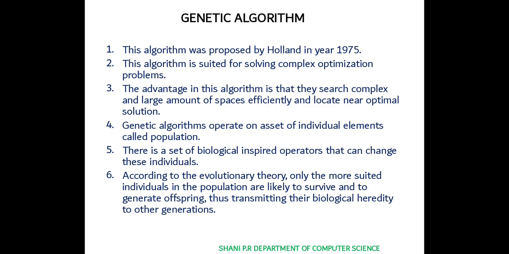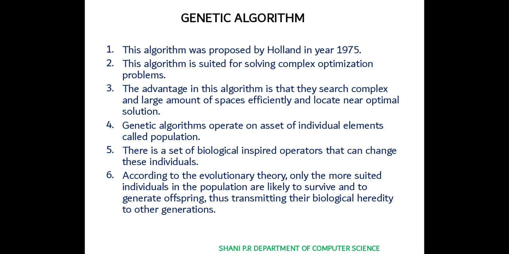Genetic algorithms operate on a set of individual elements called a population. Throughout this genetic algorithm concept, you should understand that the whole set of elements is called a population. Mainly this genetic algorithm works on census analysis and the like. Here it will consider the individual element, the individual person, you can say. The whole particular group is known as a population. From that we will be selecting one particular individual element. So that's a genetic algorithm.